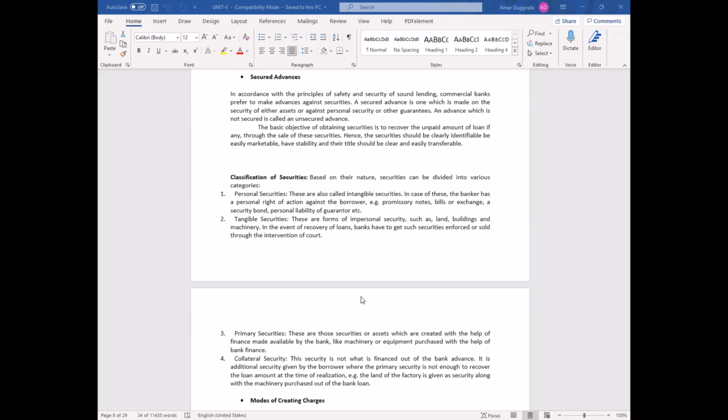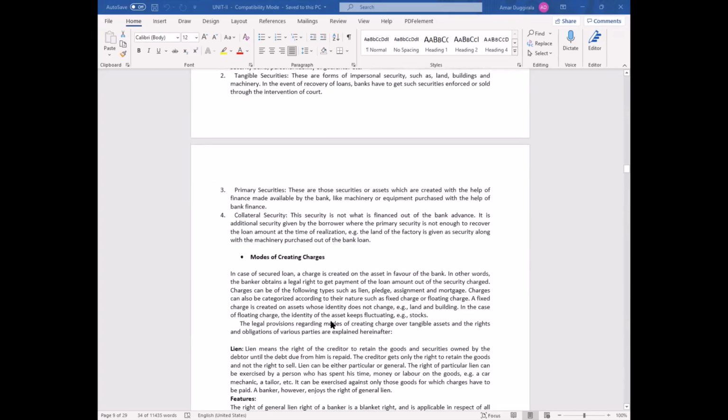Because when you are getting 10 crores plus interest amount of advance from the bank, obviously the security amount should be equivalent. So that is what is collateral security. So basically, if the primary security is not able to cover the value of the advance given by the bank, then the collateral would cover that remaining portion up. That's what is collateral security.